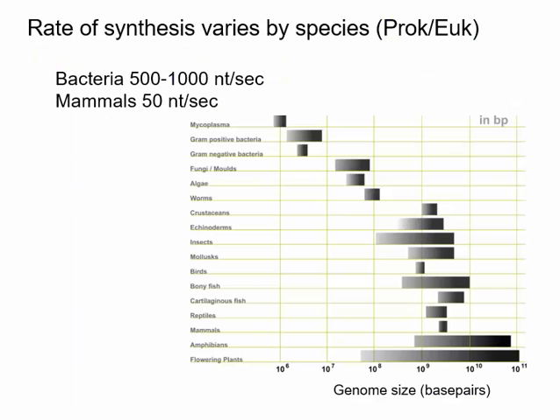All right, how about rates of synthesis? So how fast does this work? Obviously every organism might be slightly different, but generally, bacteria, prokaryotes, will do about 500 to 1,000 nucleotides per second, pretty good. Mammals, about 50 nucleotides per second, so a lot slower.